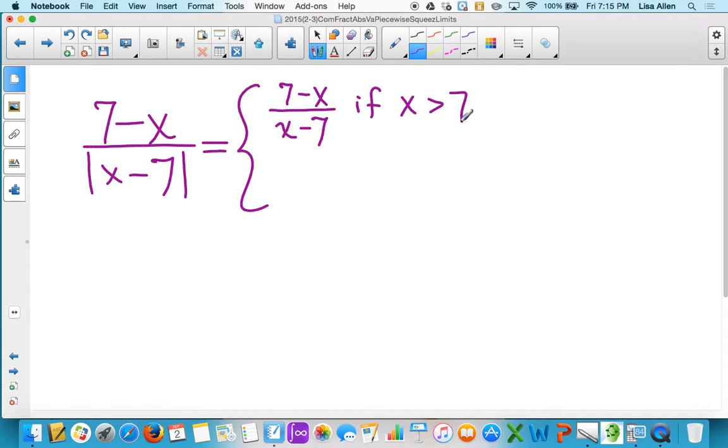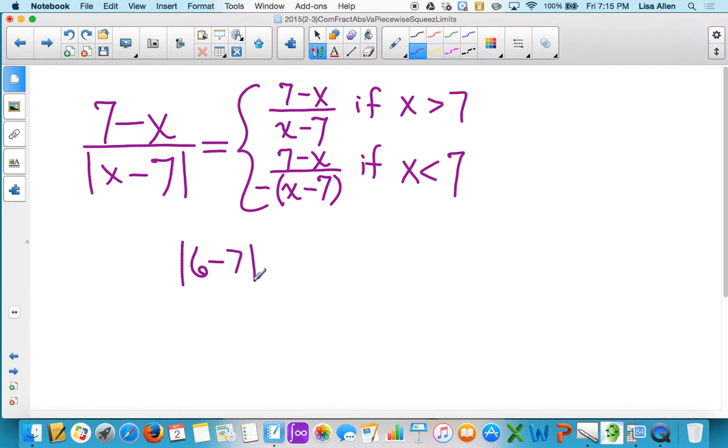If x is greater than 7, the absolute value of x minus 7 is equal to x minus 7. So if x is greater than 7, no problem. Notice I'm leaving 7 out of the mix. The other one is 7 minus x over the opposite of x minus 7 if x turns out to be less than 7. The reason being is that if you put in a number less than 7, such as 6 minus 7, you're taking the absolute value of a negative, but it becomes the opposite of negative 1, or positive 1.